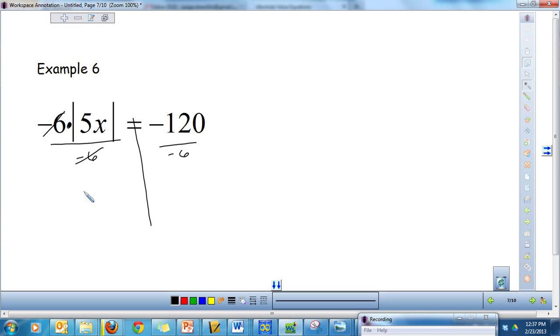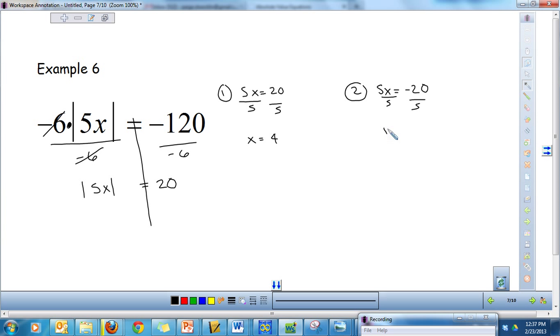My negative 6's cancel out. I'm left with the absolute value of 5x equals negative 120 divided by negative 6, which gives you a positive 20. Now that my absolute value bars are isolated, I can find my two solutions. So 5x equals 20, and 5x equals negative 20. I'm going to go ahead and solve for x. So divide both sides by 5, and I get that x equals 4. Divide both sides by 5, and I get that x equals negative 4.